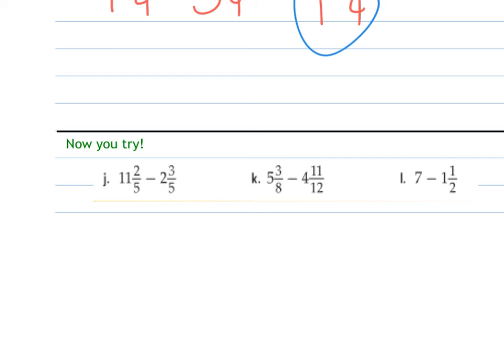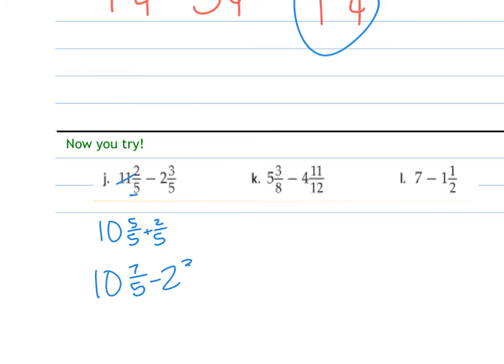So 11 2/5 minus 2 3/5. Well, I can't take away 3/5 from 2/5. So I'm going to make the whole number 1 less, which is 10. And then I'm going to take that 1 that I just took off, and then since I'm in fifths, I'm going to make it into 5/5. And then I have to add on that 2/5 that I already had. So 10, 5/5 plus 2/5 is 7/5.